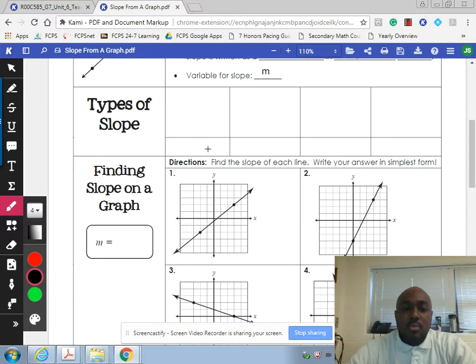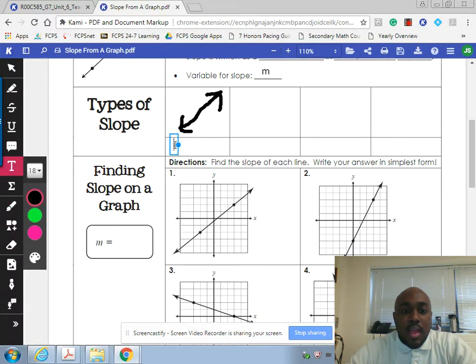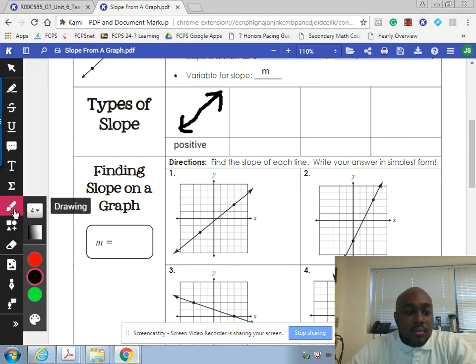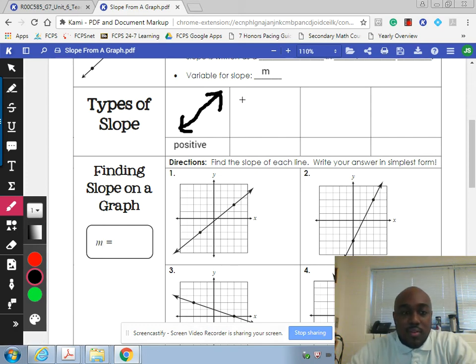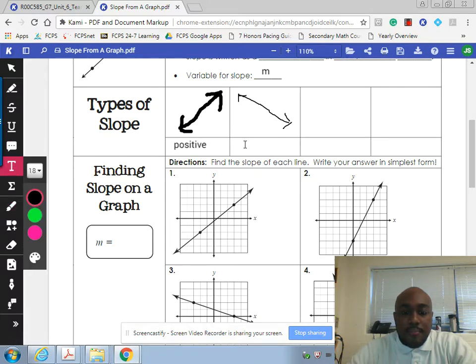So let's do a couple of examples. We have many different types of slope. One of the first slopes is when a line looks like so, and this type of slope is known as a positive slope. We also have the opposite of positive, which is negative. We have a negative slope when a line looks like that.